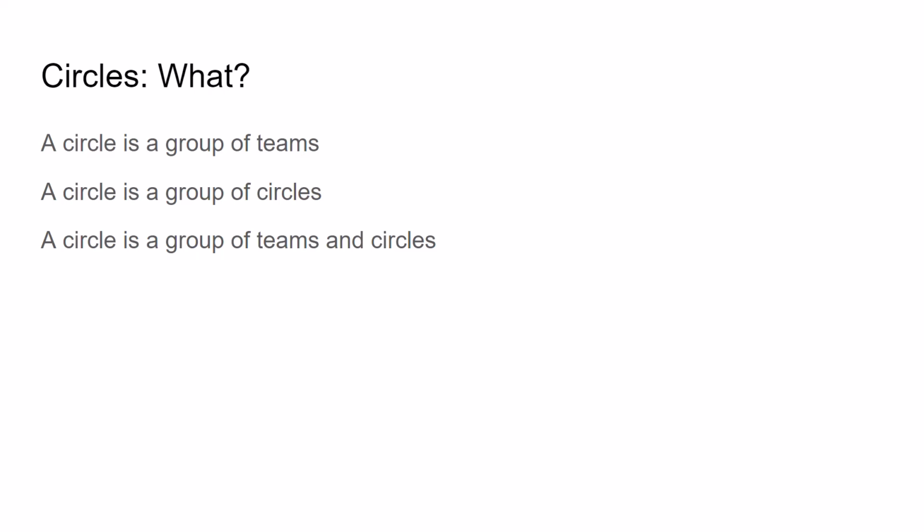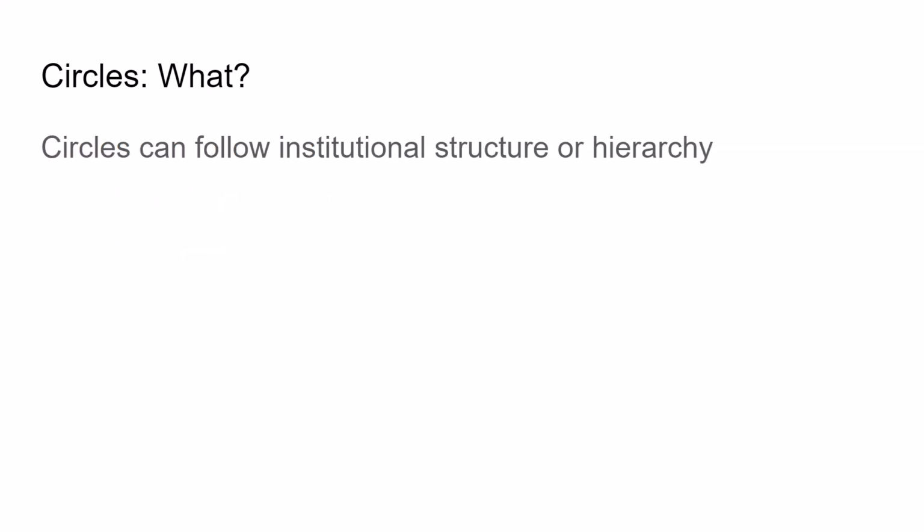You have 5 teams in a branch. Well, you can create a circle with these 5 teams. A circle can be a group of circles, so you can put 5 or 6 different branches or circles into one super circle or parent circle that would correspond to the National Society. And you can actually mix teams and circles in a given circle. So circles can follow institutional structure or hierarchy.